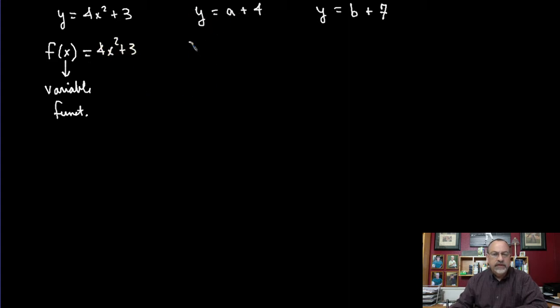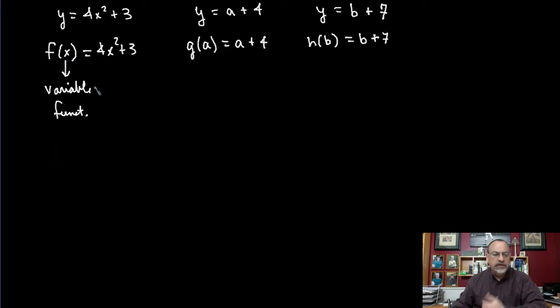And if I wanted to replace this, it wouldn't be g of x, but it would be g of a, because a is the variable of the function. And this might be h of b, because b is the variable in the function. So function notation simply replaces the y value with this function notation.